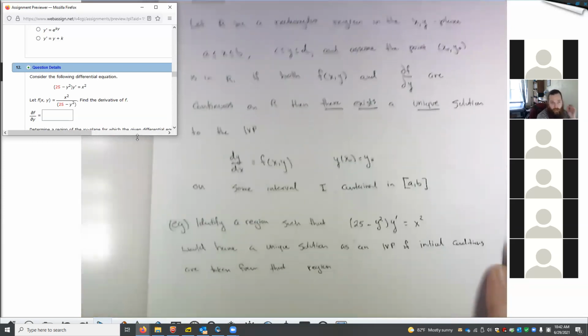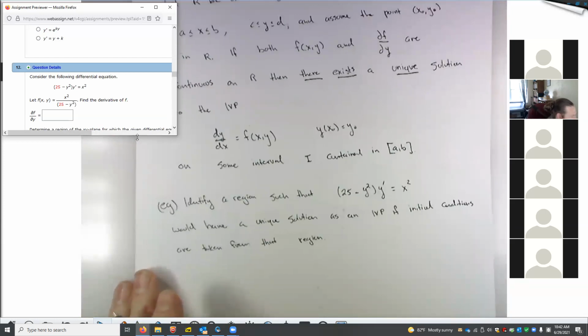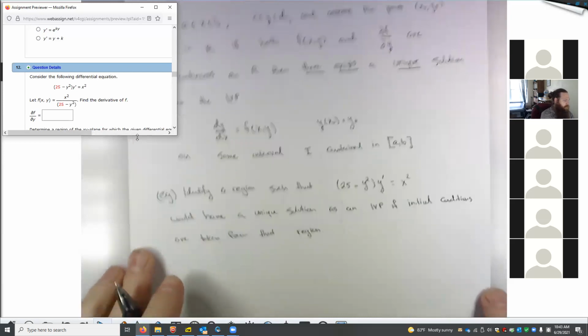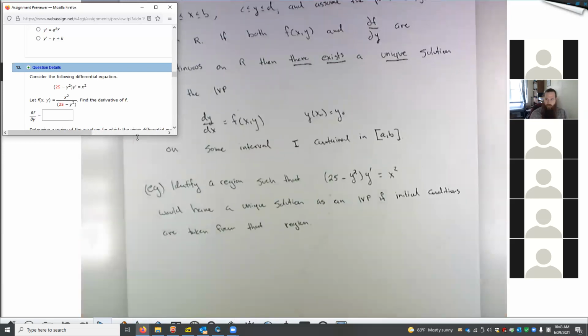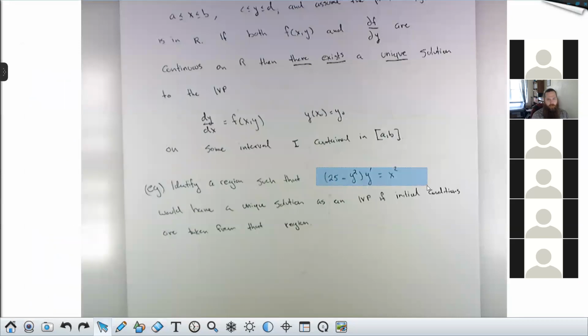And certainly there's more than one right answer here. That's why WebAssign makes this a multiple choice thing, so only one of the regions they specify will be correct. But in practice, we could come up with many regions, and usually you want to come up with the largest region possible. But let's just see if we can understand this. First things first. This is not written in the form dy/dx equals f of x,y. So before I can apply my theorem, I need to rewrite this differential equation in the form that the theorem discusses.